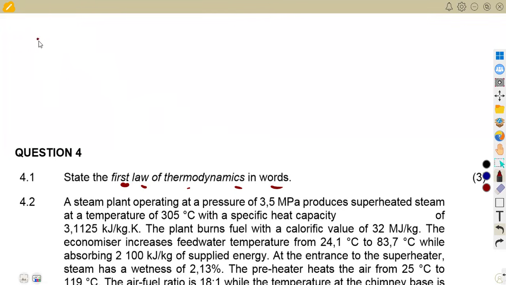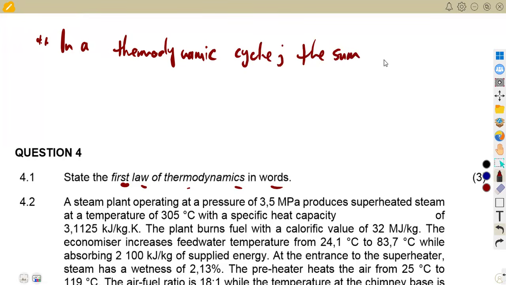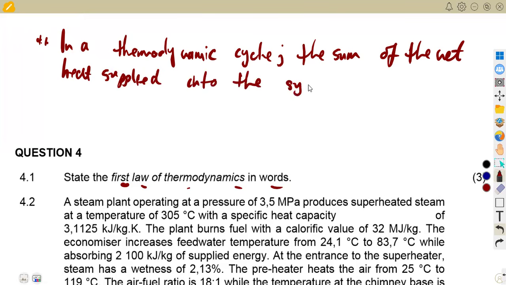So let me just write it somewhere here. We are simply saying that in a thermodynamic cycle, the sum of the net heat supplied into the system, and the network input, must be equal to 0.